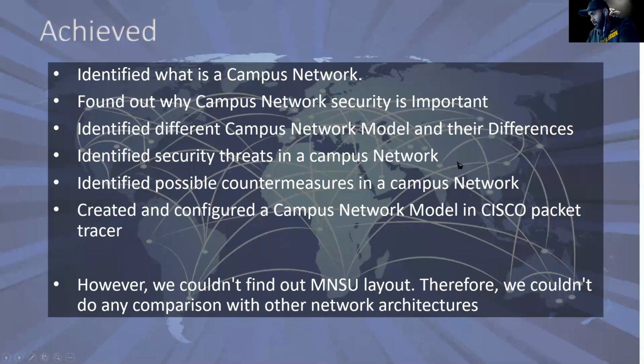So as you can see, we have achieved what we told the viewers in our scope, all the facts that we have described in our scope. The only thing we couldn't achieve is the administrative layout, the network layout. We tried to get that layout, but we couldn't get it. So we couldn't do any comparison with other network architectures using the administrative layout.